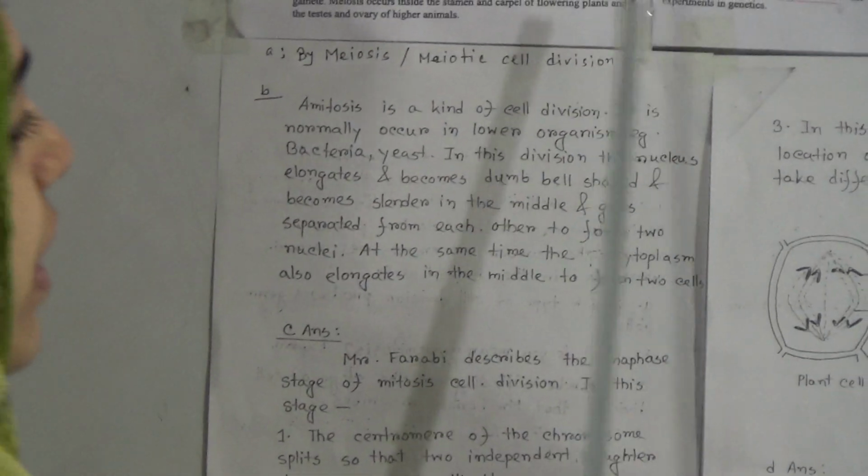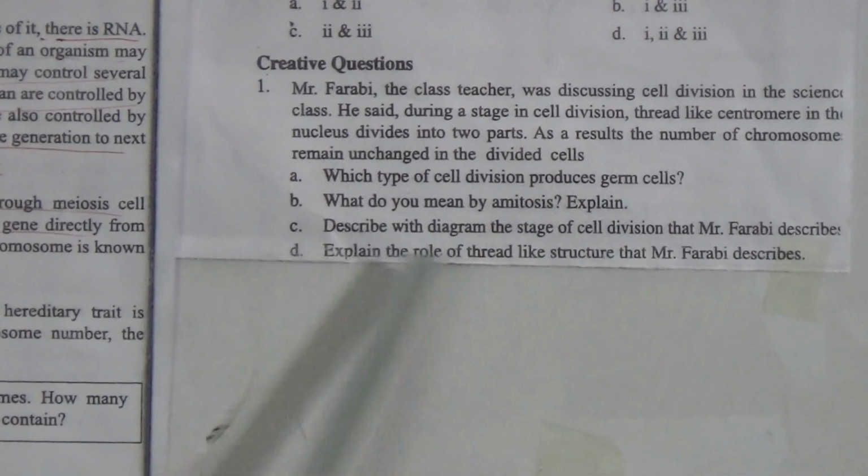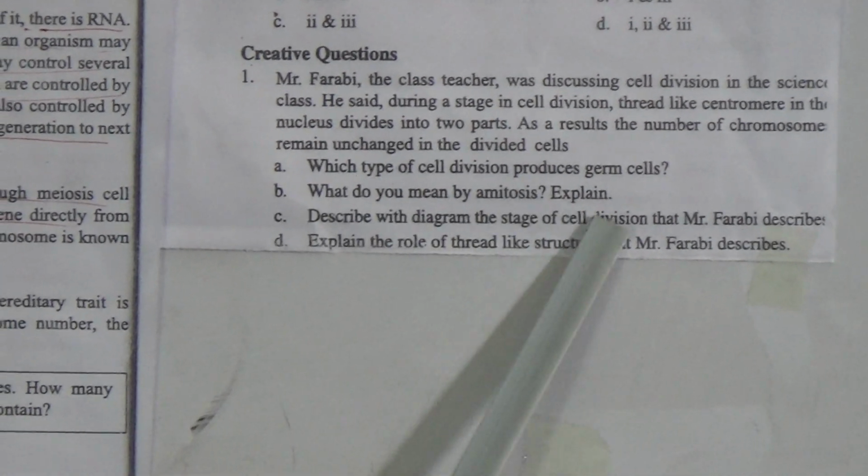Which type of cell division produces germ cell? We know that meiosis or meiotic cell division produces germ cell. Question B, what do you mean by amitosis? Explain.